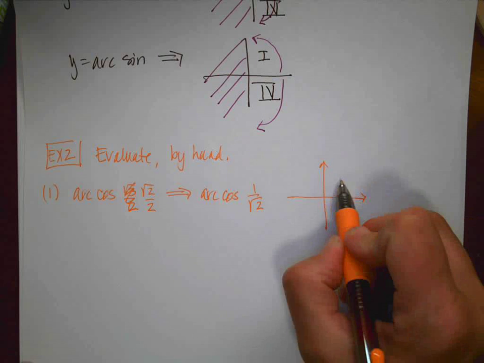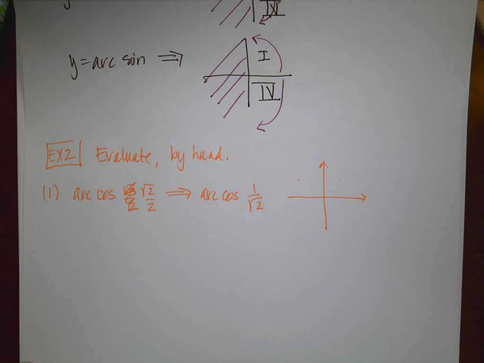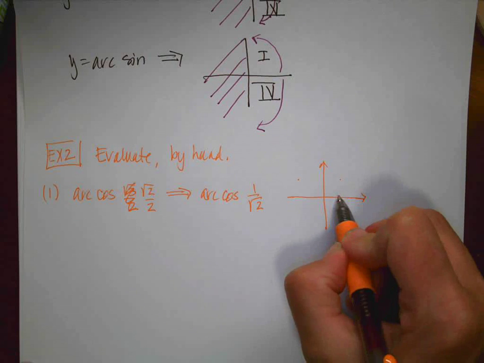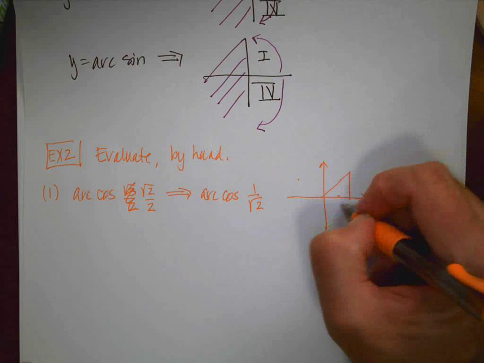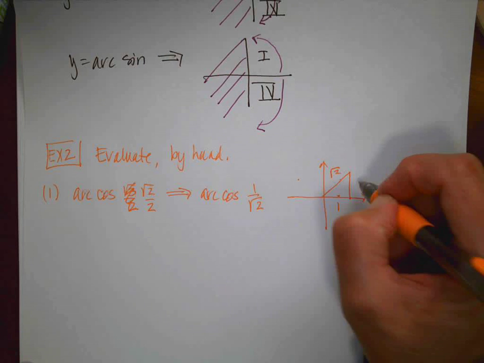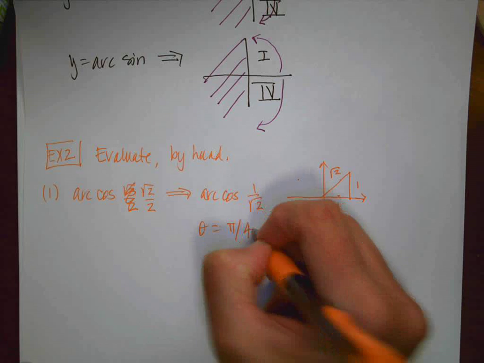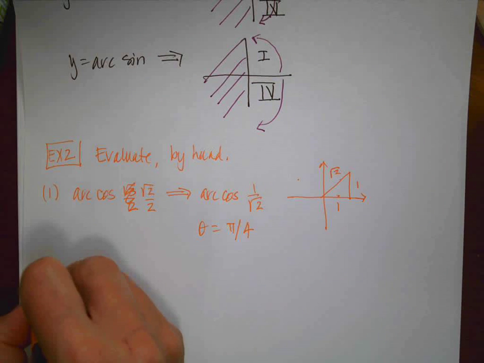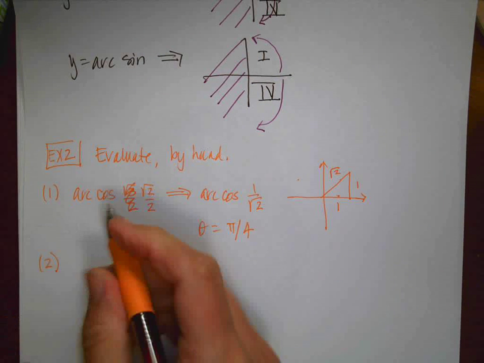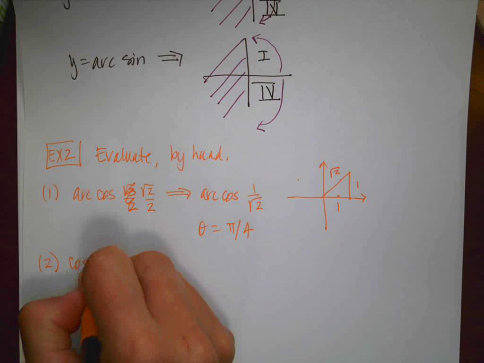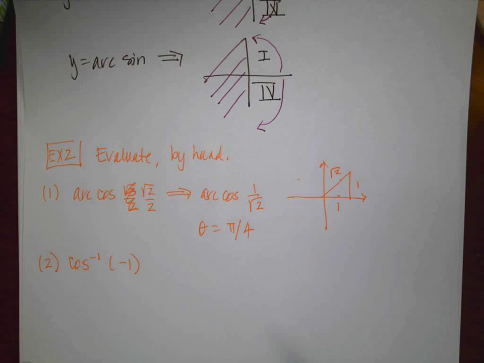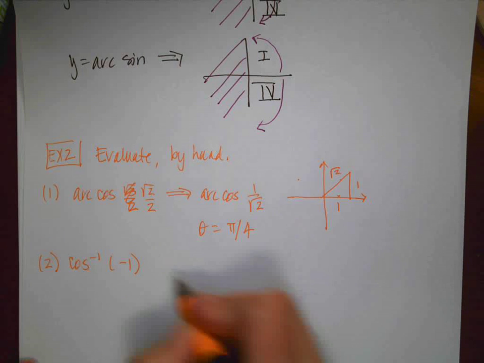Arc cosine is limited to the first and the second quadrants. Cosine is positive in the first quadrant. So if I draw this, this is 1, this is radical 2, this is 1. So theta would be pi over 4. The second part of this example, I'm going to have the arc cosine of a negative 1.